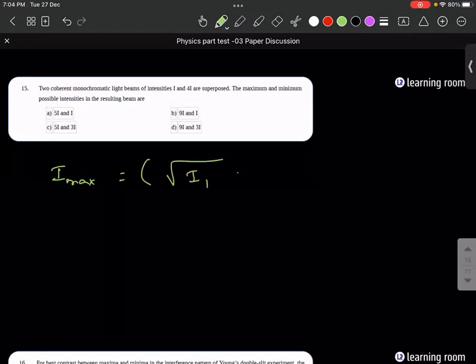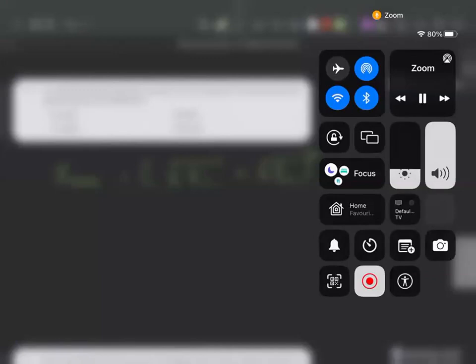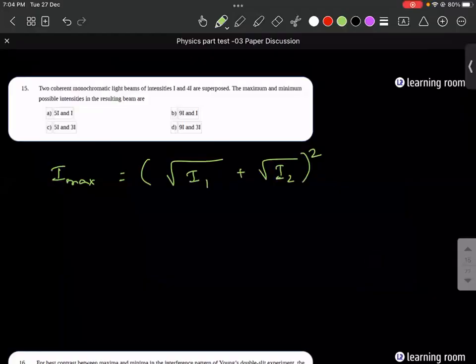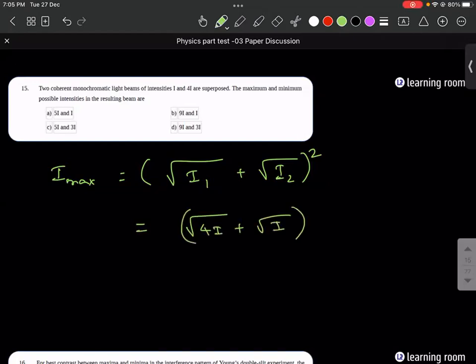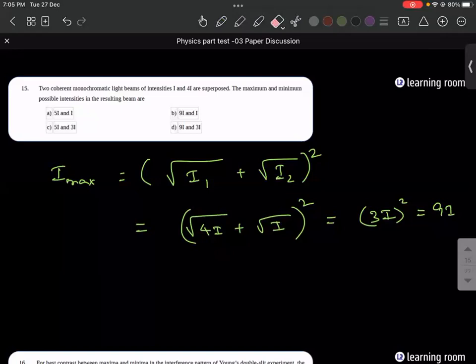Is it not root of I1 plus root I2 the whole square? You know this? So root of 4I plus root I the whole square, which will be 3I the whole square. Sorry, 3 root I the whole square will be 9I.